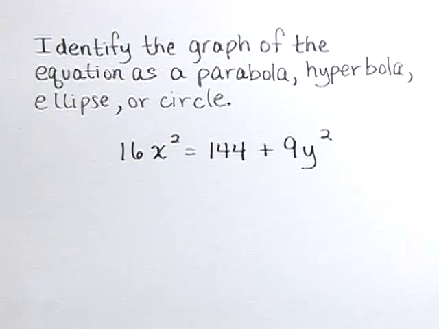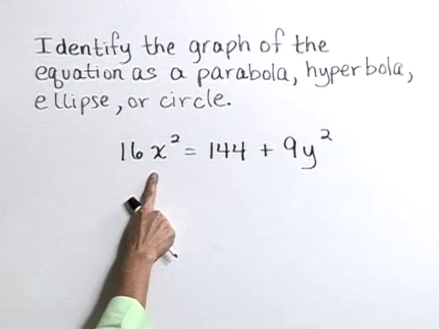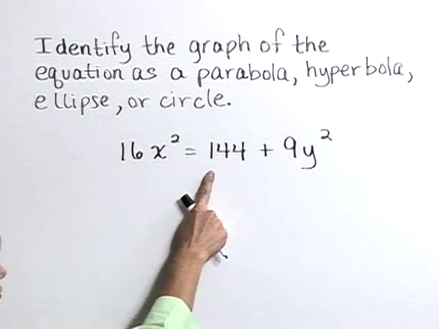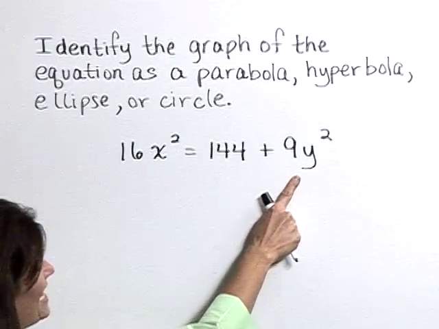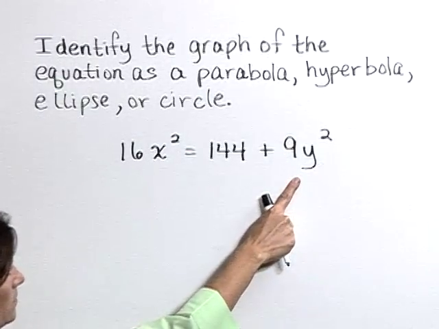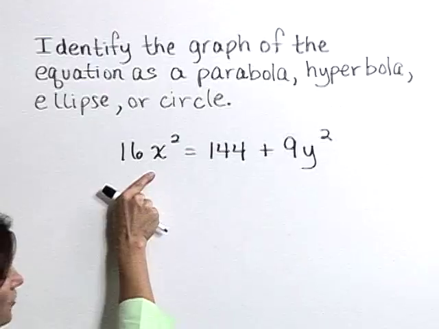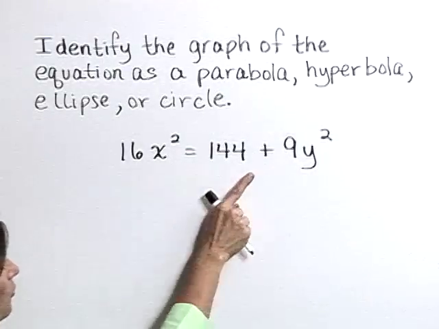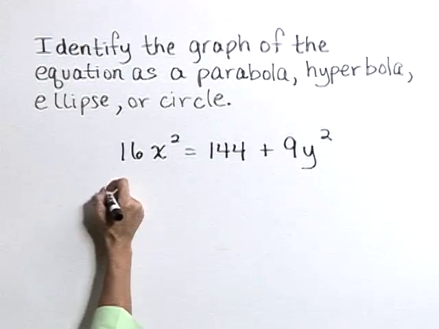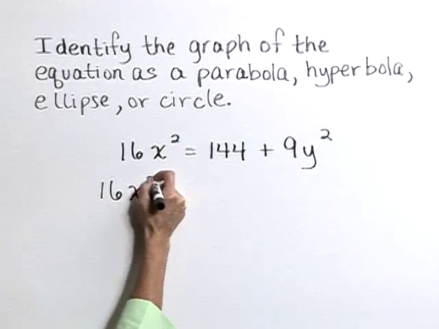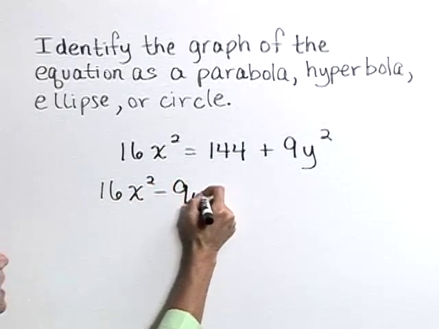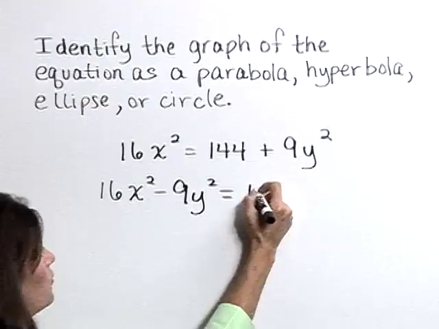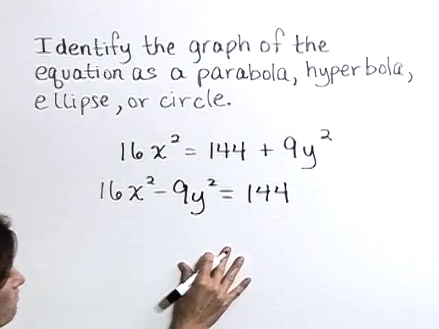Identify the graph of the equation as a parabola, hyperbola, ellipse, or circle. Our equation is 16x squared is equal to 144 plus 9y squared. I'd like to see our x squared and y squared terms on the same side, so I'm going to rewrite this as 16x squared minus 9y squared is equal to 144.